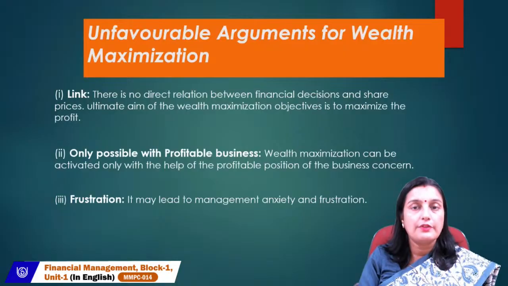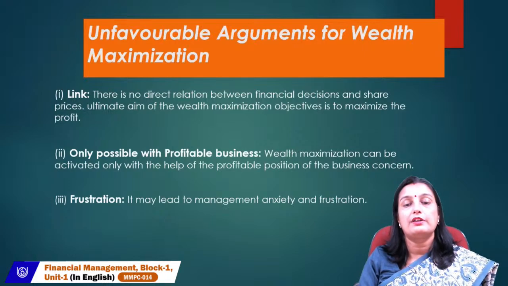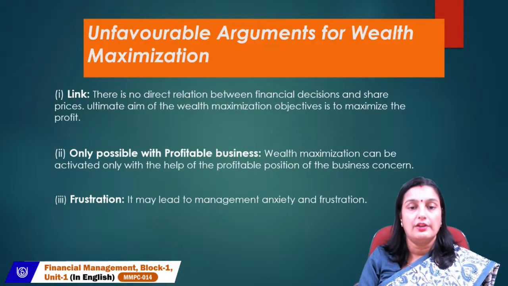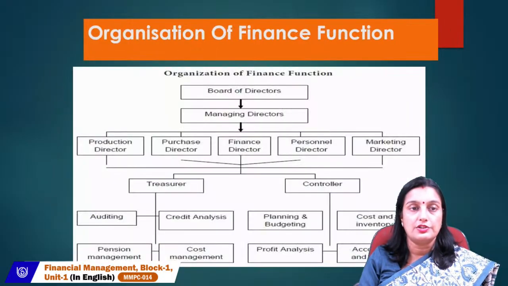There are a few unfavorable points also against wealth maximization. Link: there is no direct relation between financial decisions and share prices. The ultimate aim of the wealth maximization objective is to maximize the profit. So it is one of the unfavorable points. Only possible with a profitable business: wealth maximization can be achieved only with the help of a profitable business concern. And frustration: it may lead to management anxiety and frustration also. So these three are the unfavorable points against wealth maximization.